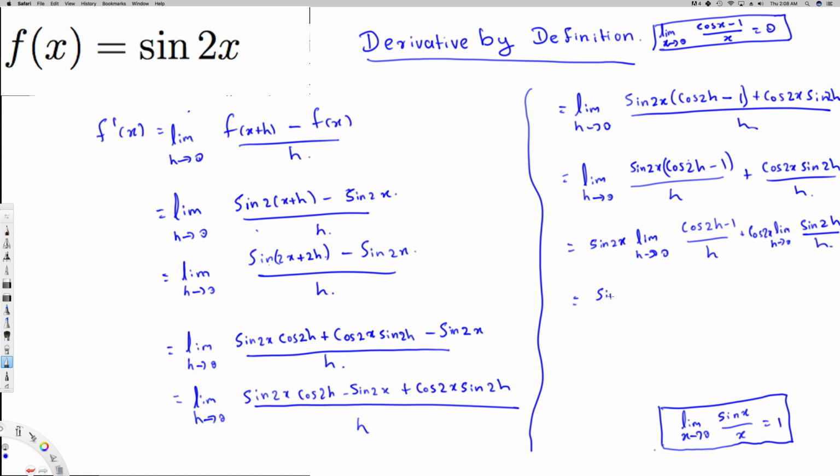So sine 2x times the limit as h approaches 0. If I multiply this one by 2, it's going to be 2 times cos 2h minus 1 over 2h, right? I multiply bottom and top by 2. And then this is going to be cos 2x times the limit as h approaches 0, and I'm multiplying it by 2 top and bottom. It's going to be 2 times sine 2h over 2h.